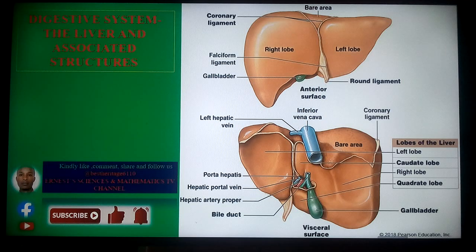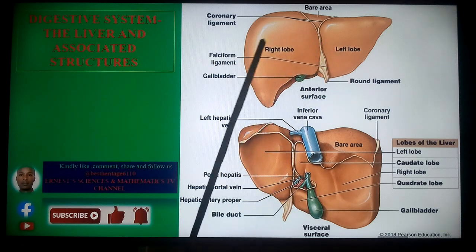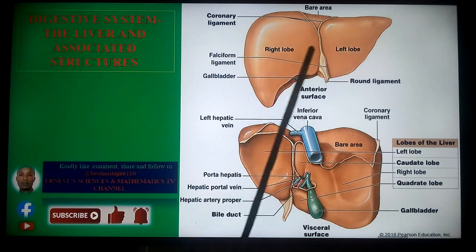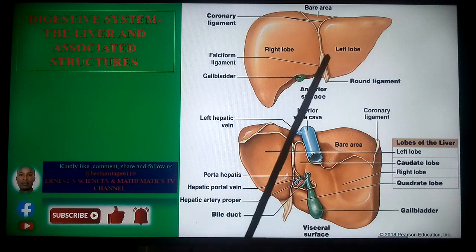The human liver is one of the largest glands, or gland organs, in the body. In the basic plan of the liver, we see that the liver lies under the diaphragm, and it consists of two lobes, which we are going to see at this point, the right and left lobe.